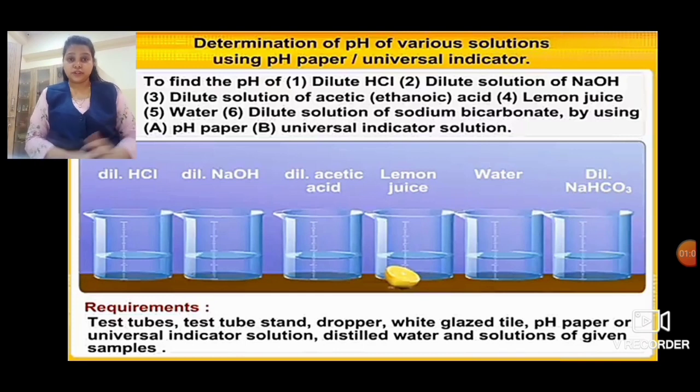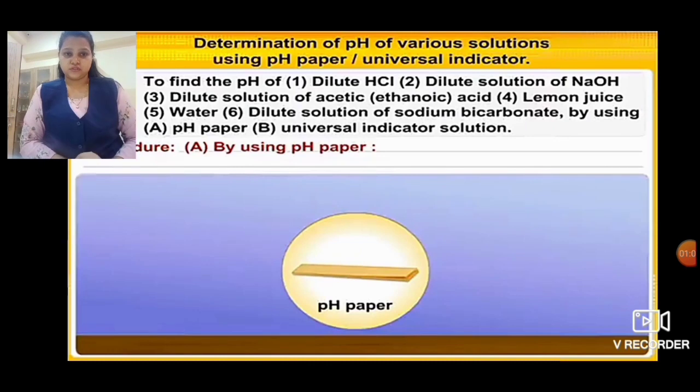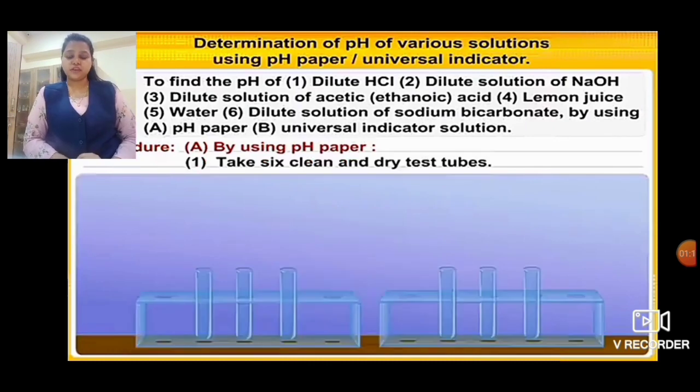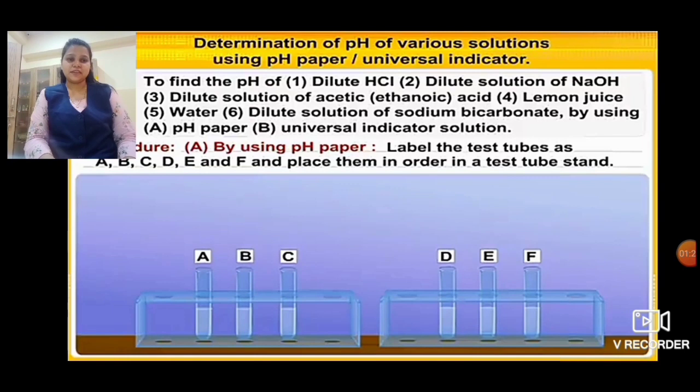And along with that we require all the solutions. Procedure 1, using pH paper: firstly, we are going to take 6 clean test tubes and label them as A, B, C, D, E and F and place them in order in a test tube stand.